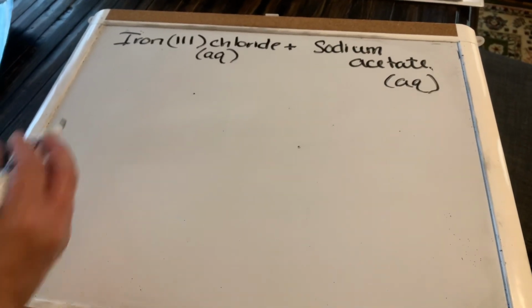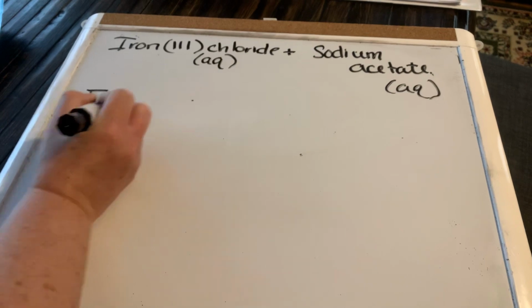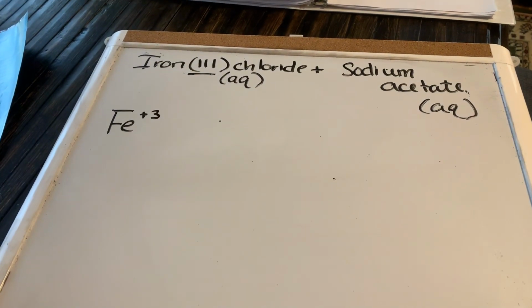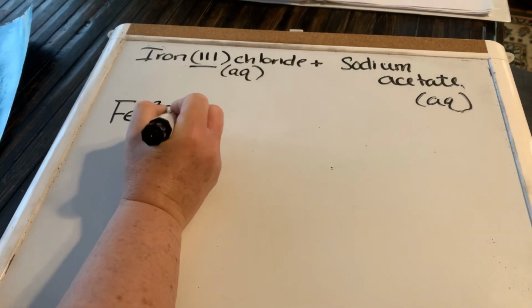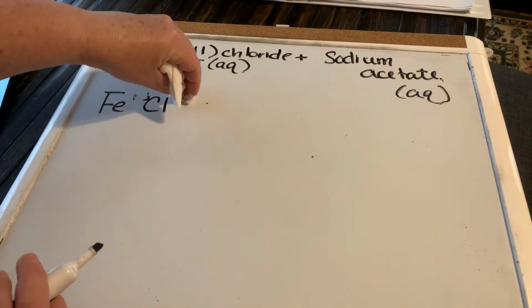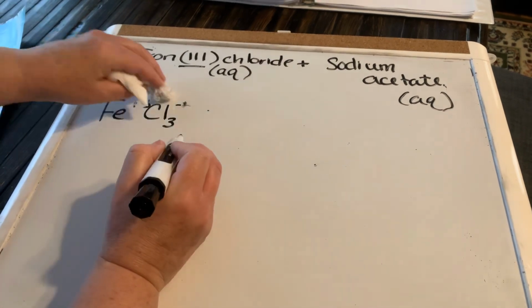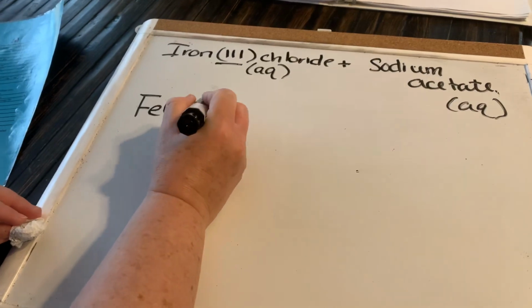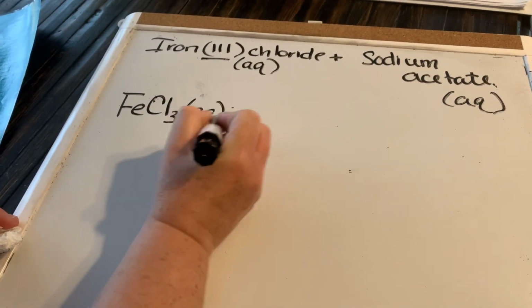Ready? Iron is Fe. It's plus 3. I know that because it's right here. Okay? Chloride is Cl, and it's minus 1. We drop our signs and cross them down. We get FeCl3. I'm going to move that over so that it looks nicer. And we already know that that's aqueous.